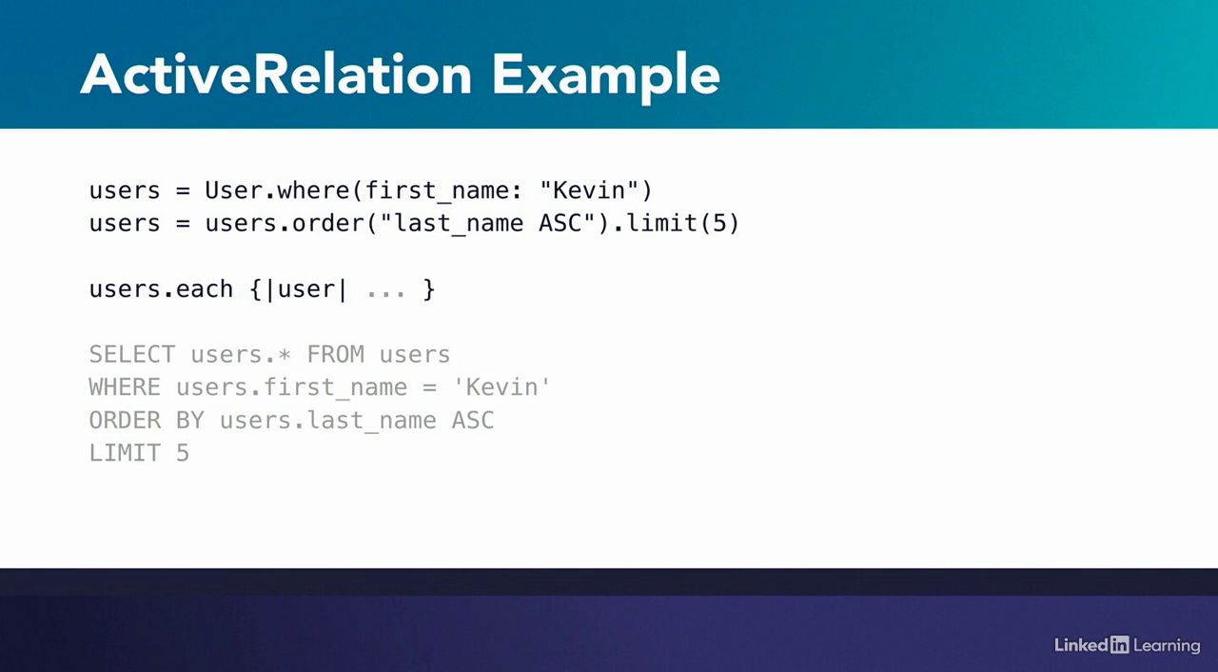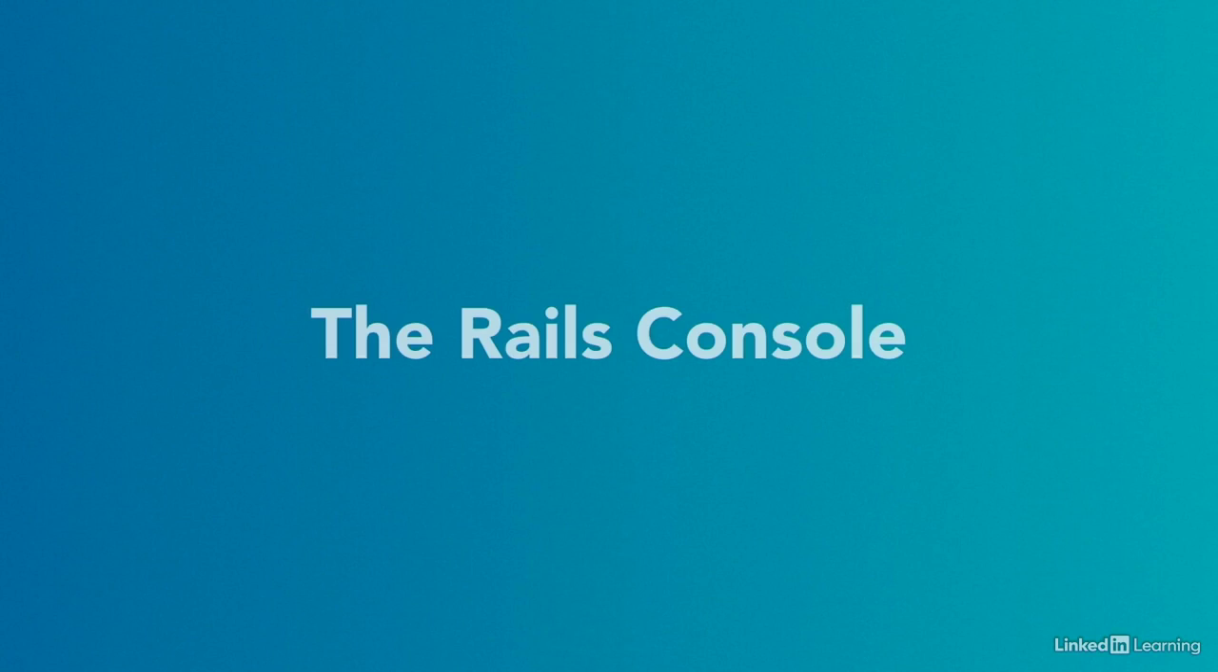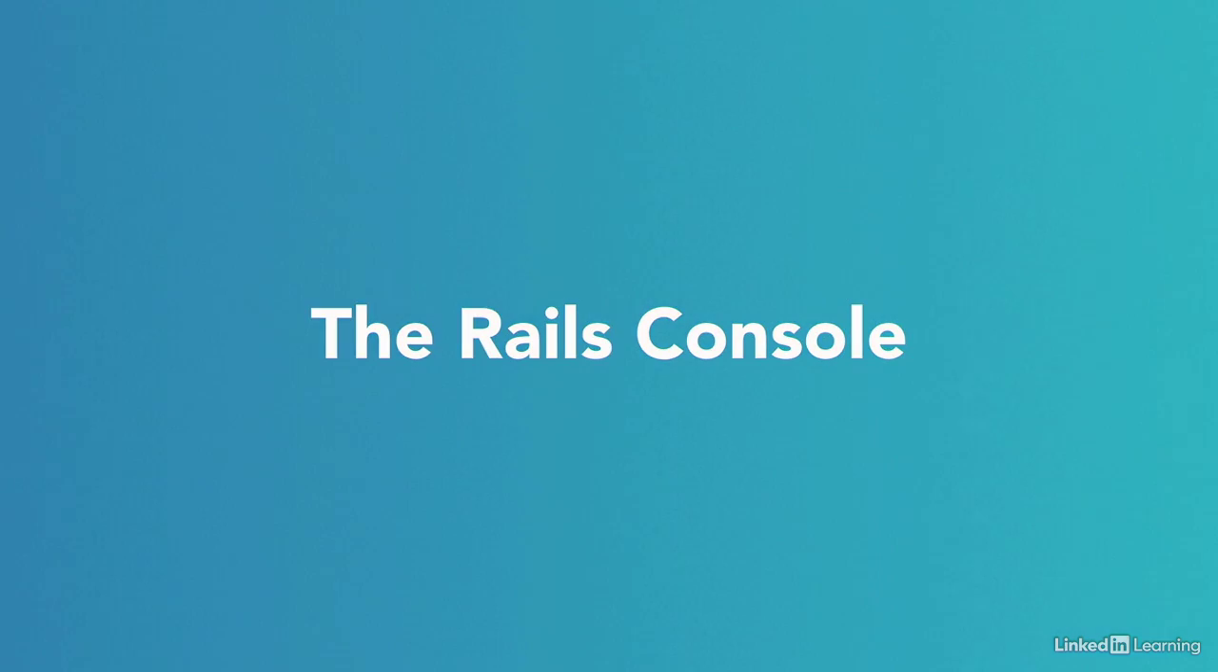Together, you're going to find that Active Record and Active Relation are very powerful tools for allowing you to work with your databases inside your Ruby code. The Rails console is a useful tool. It's especially helpful because it allows us to experiment with the project's models in isolation. We're going to use it to explore the models without having to worry about the controllers or views.